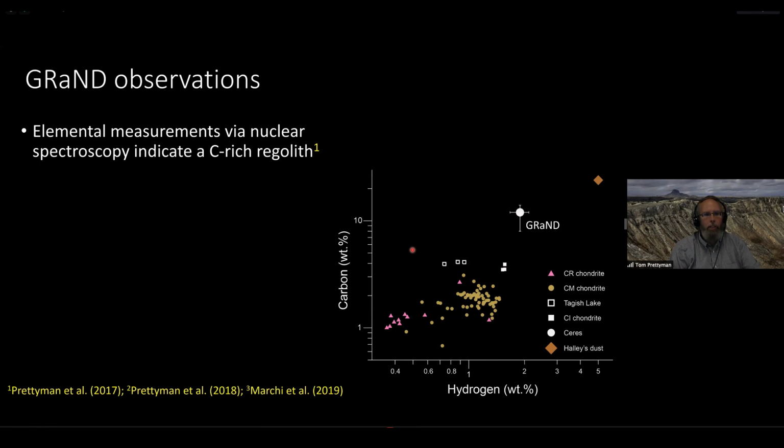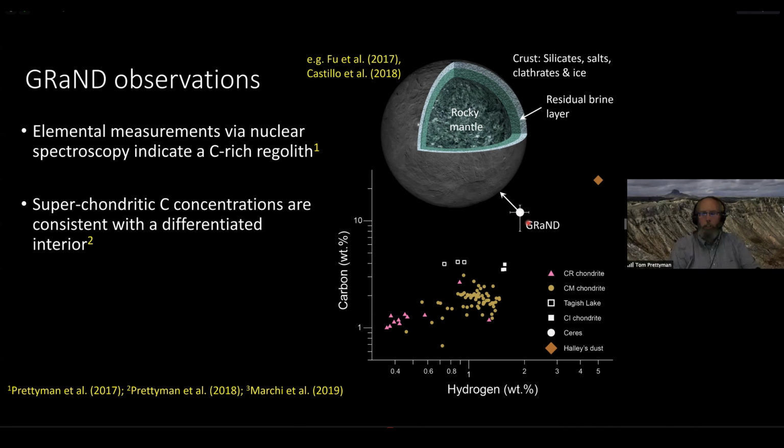Grand observations are interesting because if you look at a plot of carbon weight percent versus hydrogen weight percent, you can see that the regolith of Ceres has more than 10 weight percent carbon compared to the meteorites, and it's also less than comets. But this is still a really large amount of carbon. And the only way that we can think to explain it is that it's consistent with a differentiated interior. In other words, you had to have elemental fractionation and carbon species fractionation as Ceres formed. And this is consistent with geophysical data by Fu and Castillo and others.